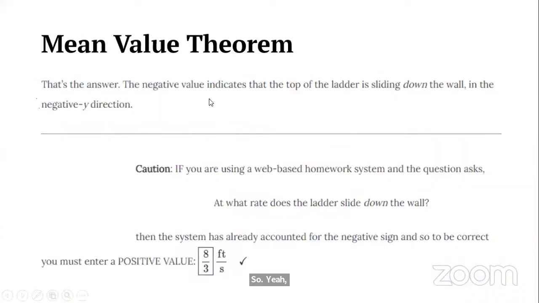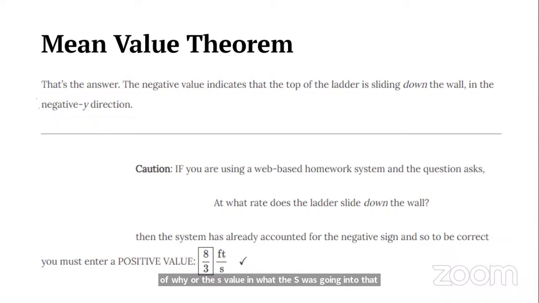So the negative value, because we got negative 8/3, right? The negative sign is because of the negative direction in which the ladder is sliding down. But in other questions, they can give you the value of y, or the s value, where s was going in the positive direction.